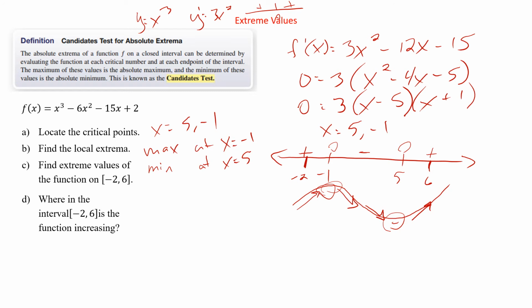So what we're going to do is we're just going to plug them in. So we're going to have x, we're going to have our critical values, negative 1 and 5, and the endpoints, negative 2 and 6.